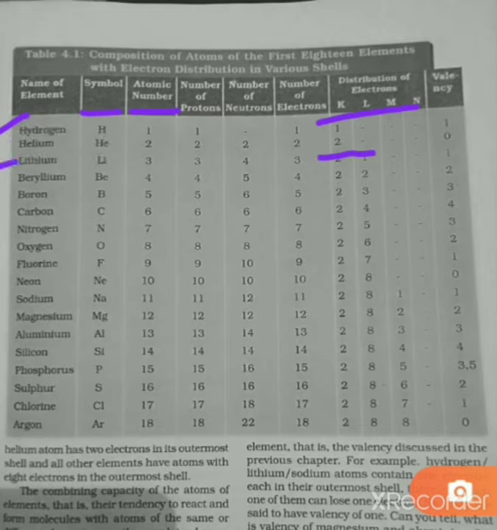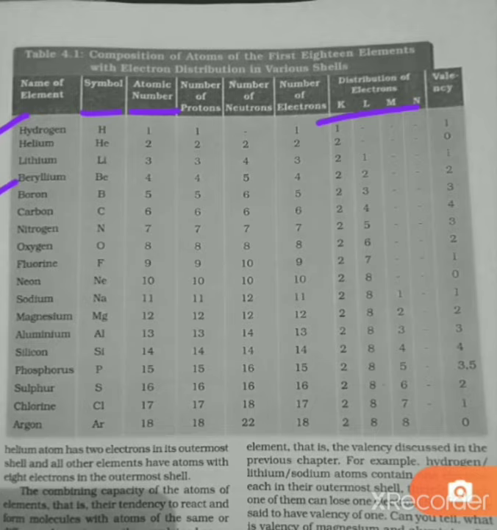Now students, talking about lithium, its symbol is Li, its atomic number is 3 and distribution of electron you can see here, that is 2 and 1. Because K shell can maximum accommodate 2 electrons, the further electron may move to the next shell. And its valency is again 1 because in the outermost shell there is only 1 electron. So its valency is 1.